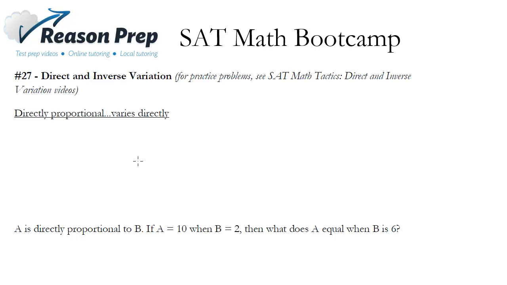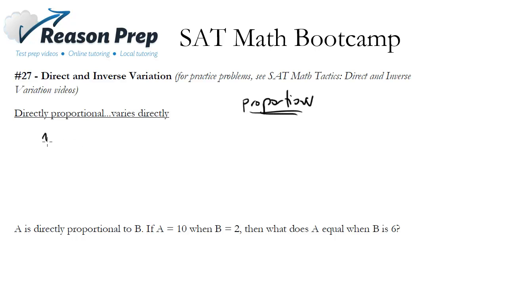So something is directly proportional or varies directly. And that's usually when one thing goes up, the other thing goes up as well, or when one thing goes down, another quantity goes down as well. There's a direct proportionality to them. And this is actually no different from a proportion. So when we looked at proportions before, those are things that are directly proportional to each other.